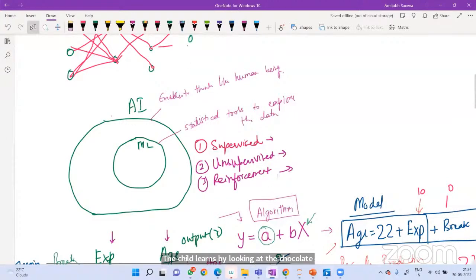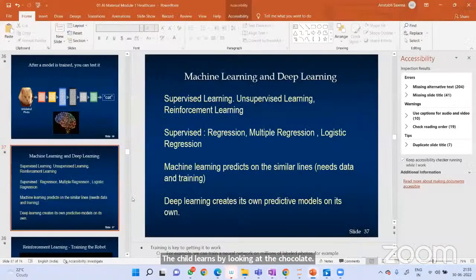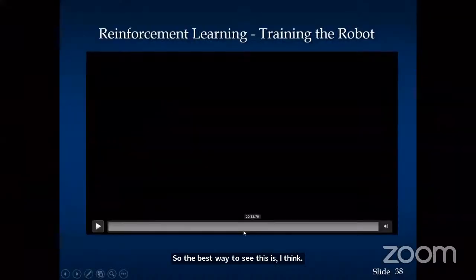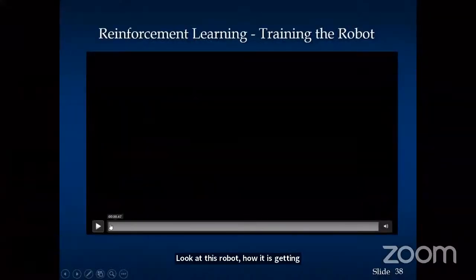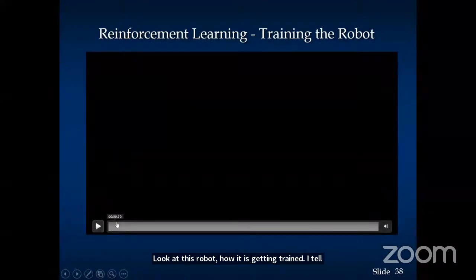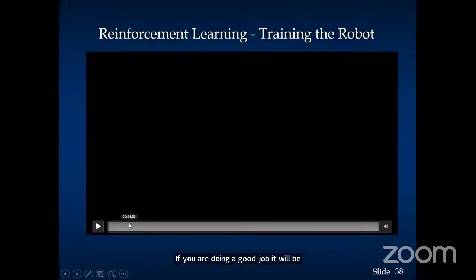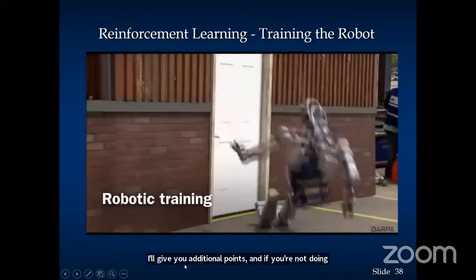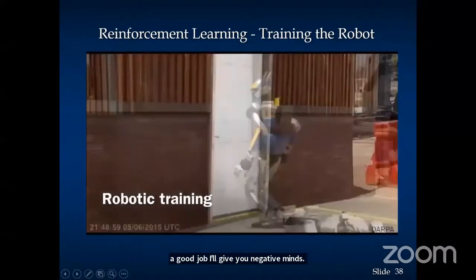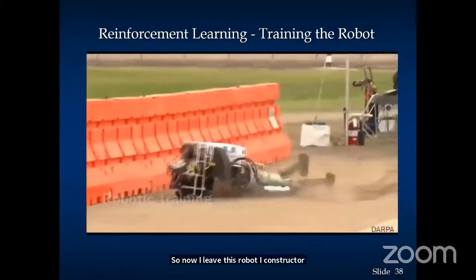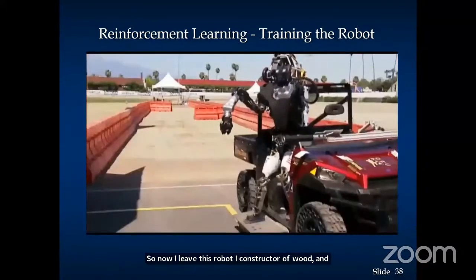So the best way to see this is, I think, look at this robot, how it is getting trained. Now reinforcement means if you are doing a good job, it will be reinforced. I'll give you additional points. And if you're not doing a good job, I'll give you negative points. So now I construct a robot and leave it in the environment. And I tell it, please learn by yourself.